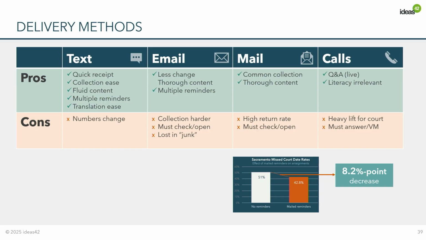But overall, we recommend text messages because they tend to have the most pros, the fewest cons, and phone numbers tend to be easier to collect, especially if you're talking about collecting at a roadside stop, right? Trying to get all the letters of someone's email address, there's often a lot of typos. Phone numbers can be a lot more straightforward. But you've got options.